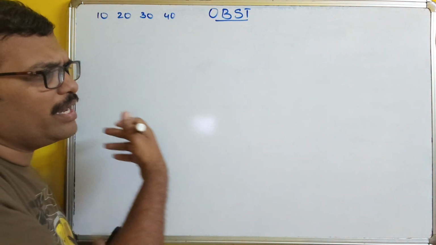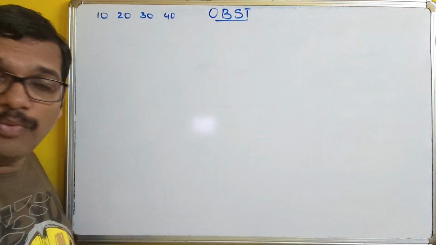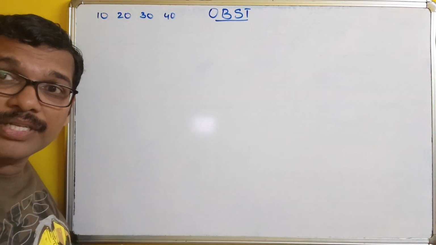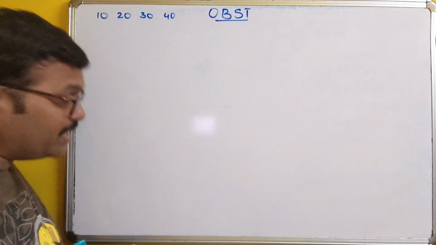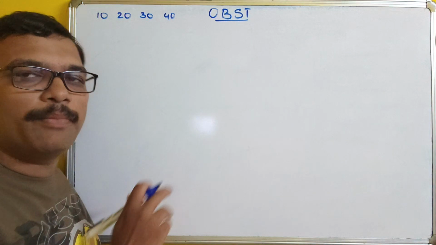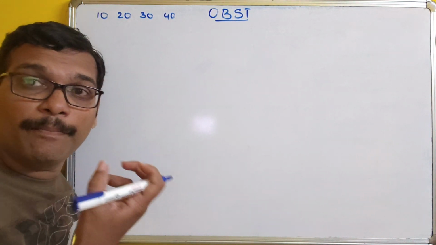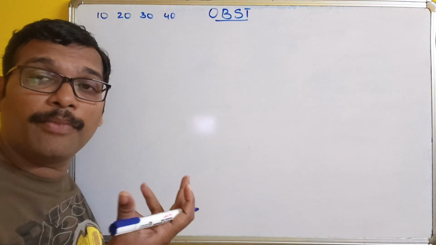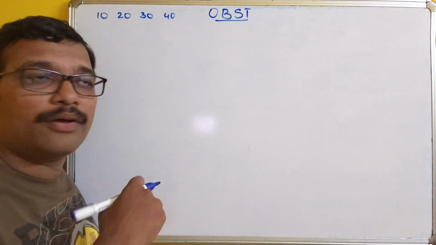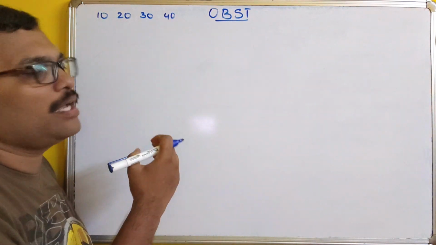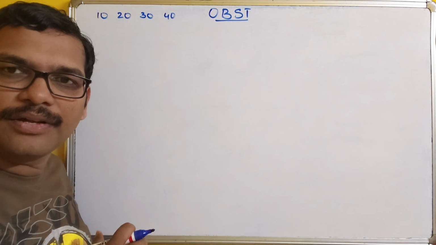With this we can construct multiple binary search trees. Among them we have to decide which will be the optimal binary search tree. That means the one with the minimum number of comparisons, with which we can get the search efficiently, right?